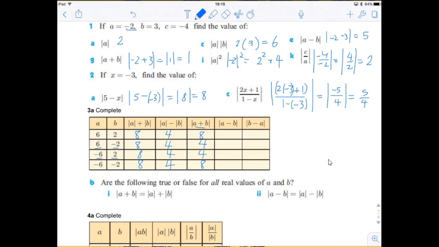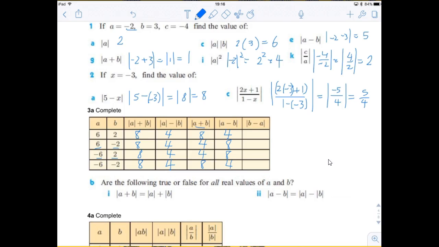6 minus 2 would be 4, and the modulus of that would be 4. 6 minus a negative 2 would be 6 plus 2, which would be 8. Modulus would be 8. Negative 6 minus 2 is negative 8, and the modulus of negative 8 would be 8. And negative 6 minus a negative 2 is negative 6 plus 2, which would be negative 4. Modulus of negative 4 is 4.